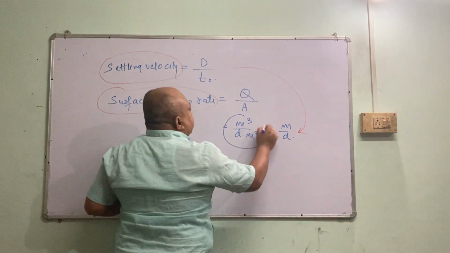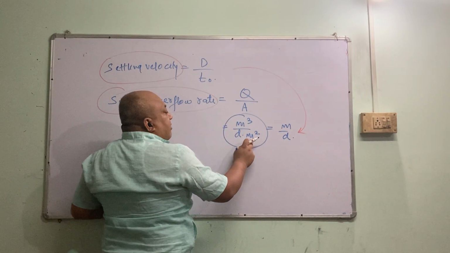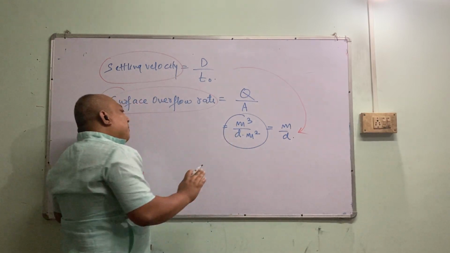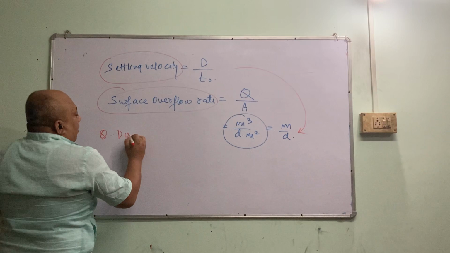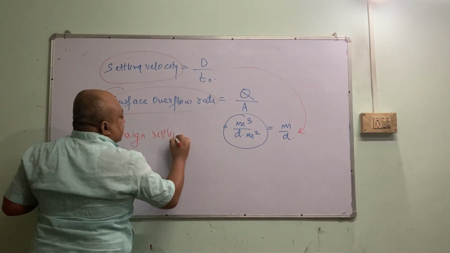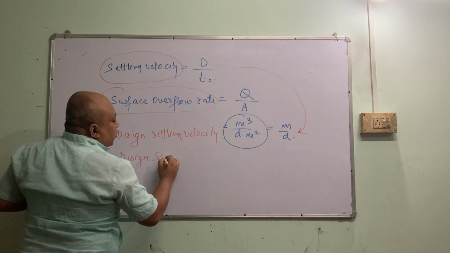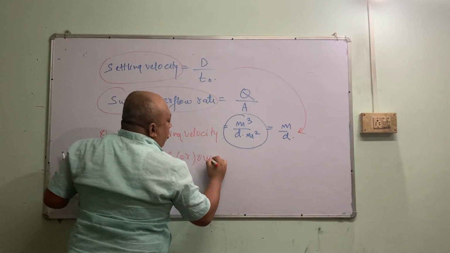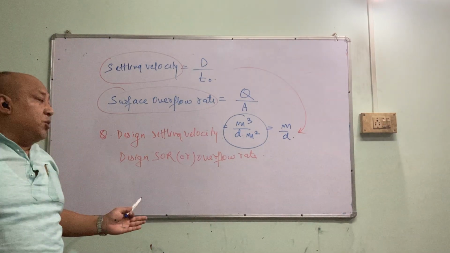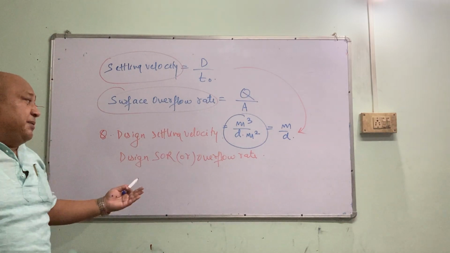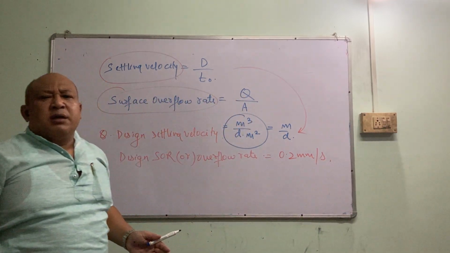So the unit should be as it is. How many meter cube of water has flown per unit area in a unit time. Okay. But literally, they have the same unit. So sometimes when they ask the question, they will say design settling velocity, or sometimes they will say design SOR, or sometimes overflow rate. I mean to say it has the same meaning. Is that clear? In the previous question also, rather than saying settling velocity, they may say the overflow rate is 0.2 mm per second. Maybe. Okay. So don't get confused or lost.